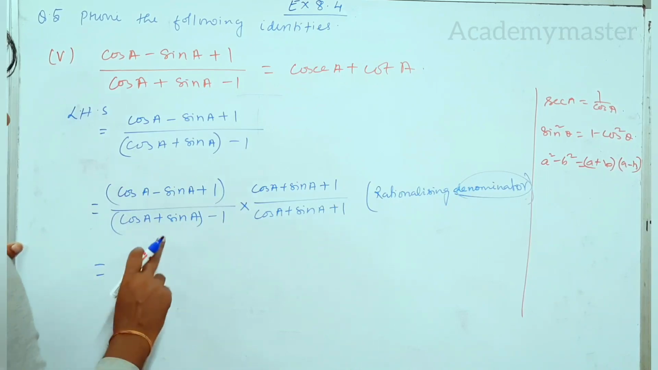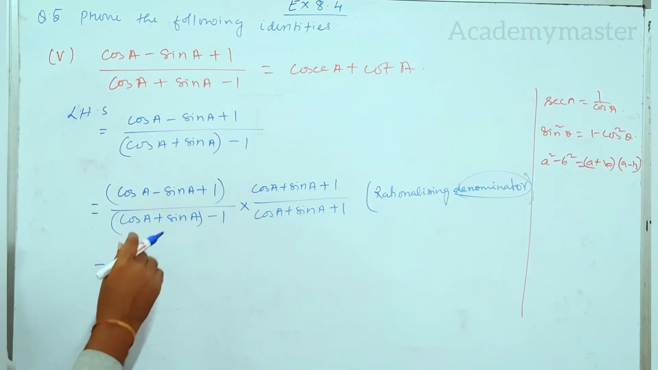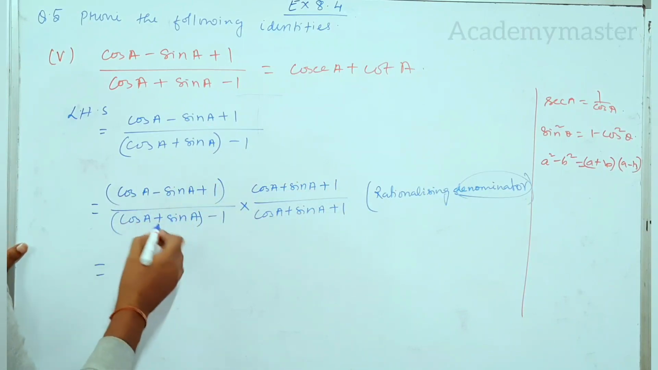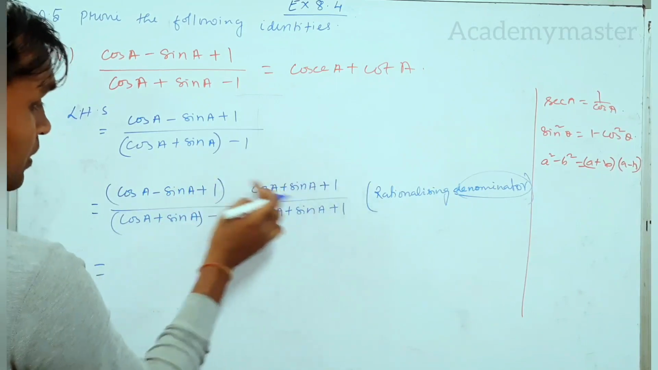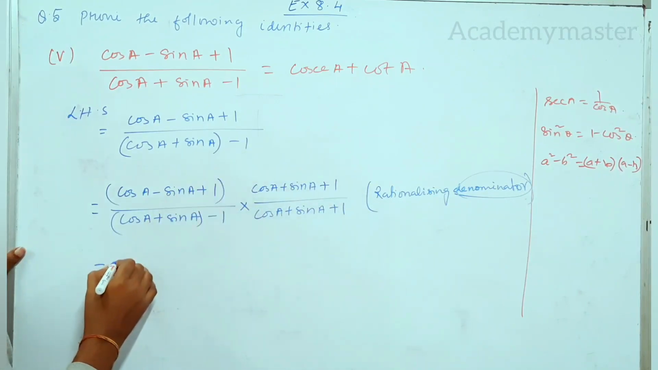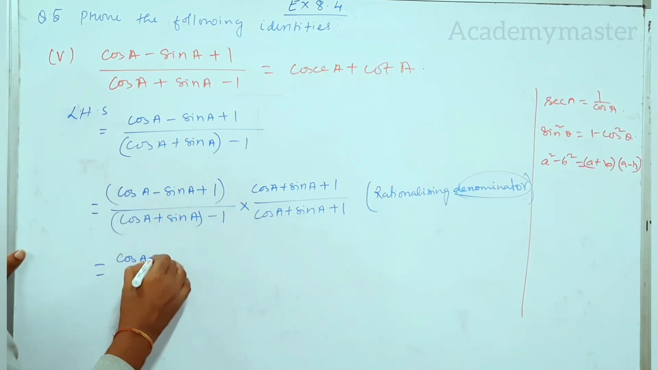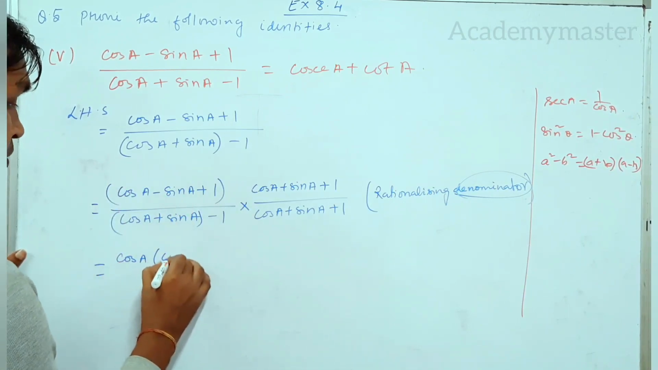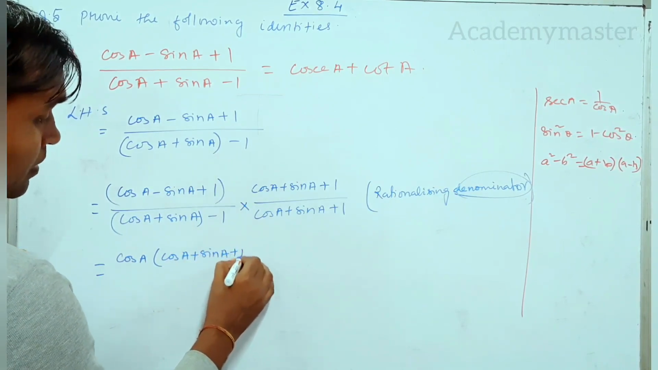So what we will be writing here, now you multiply this whole term with this one, okay, got it? And so let's start. Let's multiply cos with the whole term, then minus sine with the whole term, then 1 with the whole term, okay. Let's start. So it will be a little lengthy multiplication, but a simple way it is, okay. So cos A into cos A plus sine A plus 1.